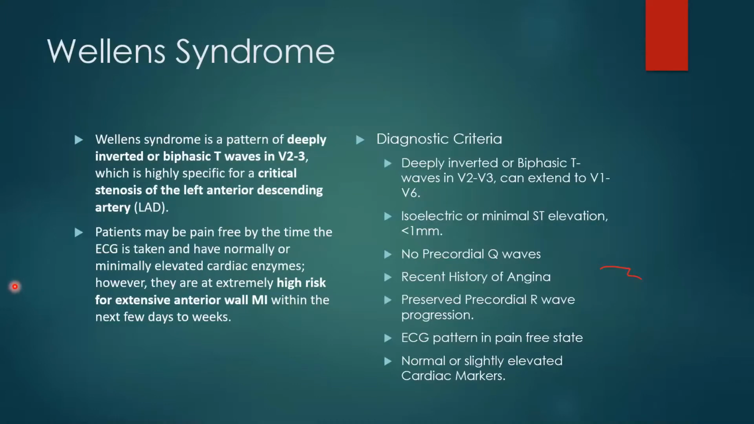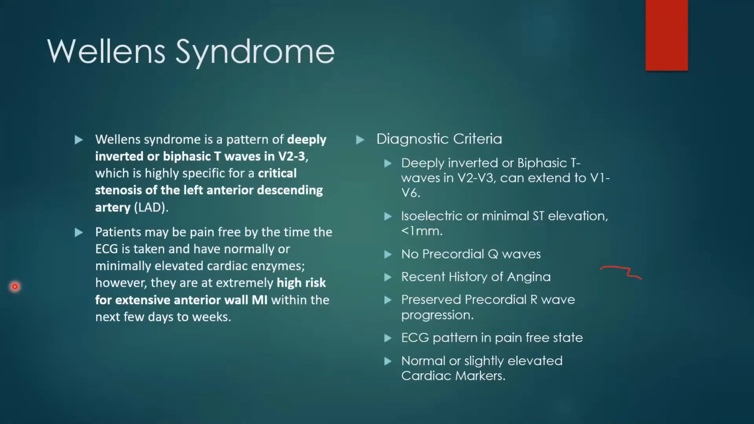However, the interesting part of Wellen syndrome is you have these ST changes in V2, V3, but the patient's going to be pain-free. They're not going to have chest pain. They're probably going to be, for the most part, complaining of maybe something else. They might have called for a different reason. You also might have normal or minimal elevated cardiac enzymes, but these patients are at very high risk for extensive anterior wall MI within like the next few days to weeks. Like it's going to happen if they have these findings.